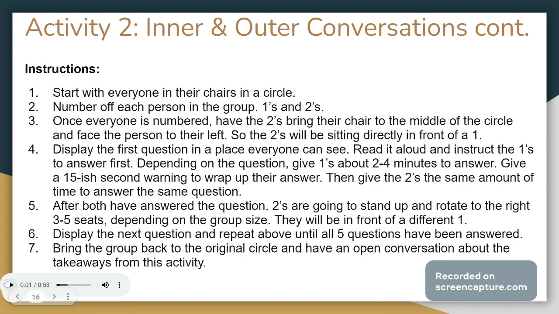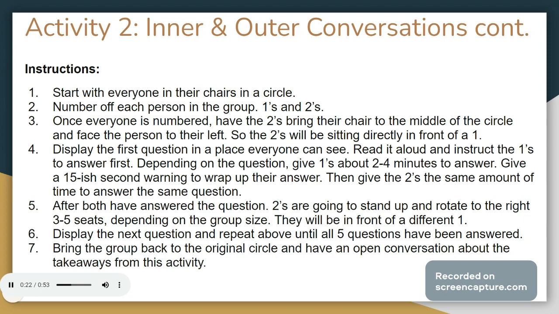When you're starting with everyone in a circle, you're going to number them off in 1s and 2s. Once everyone is numbered, have the 2s bring their chair in the middle of the circle and face the person to the left. So the 2s will be sitting directly in front of a 1. Display the first question in a place everyone can see, probably on a PowerPoint. Read it aloud and instruct the 1s to answer first.